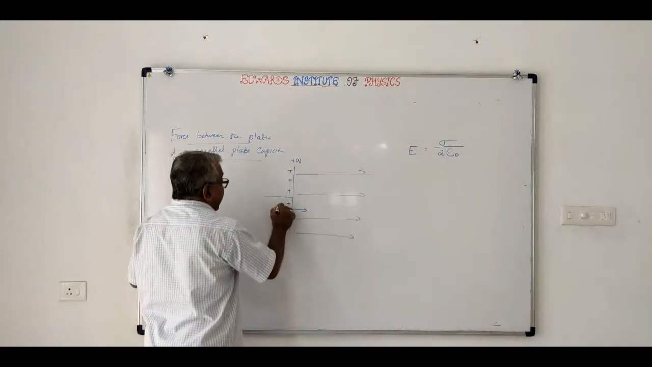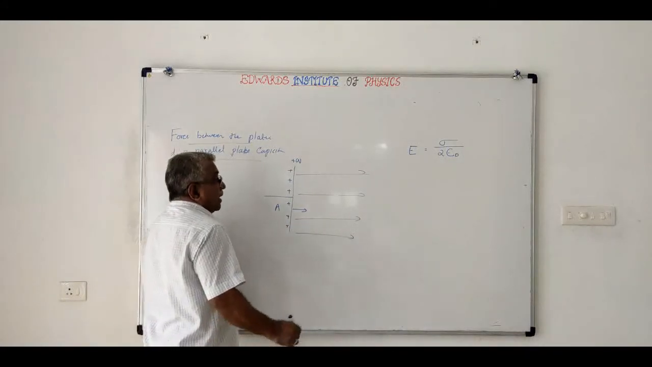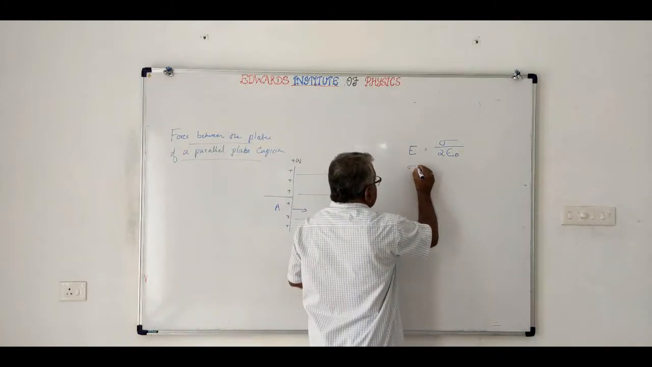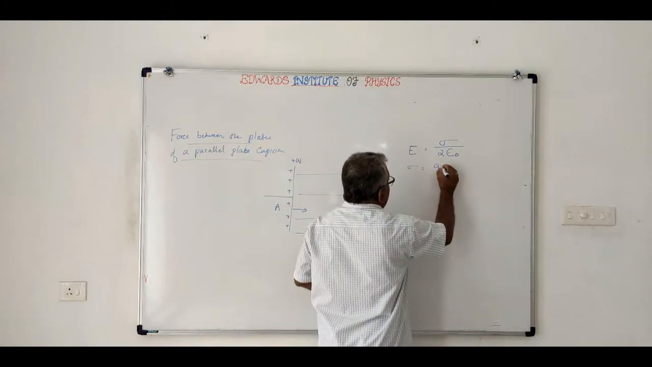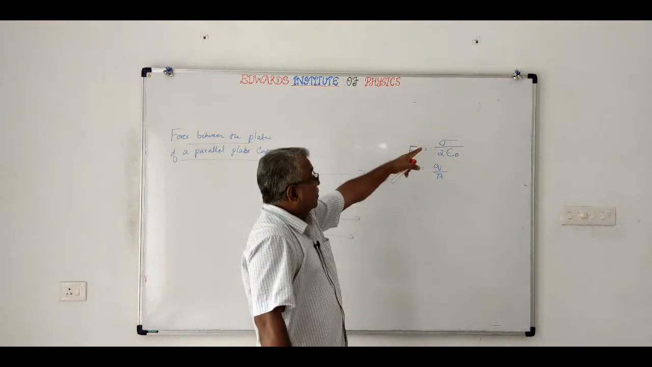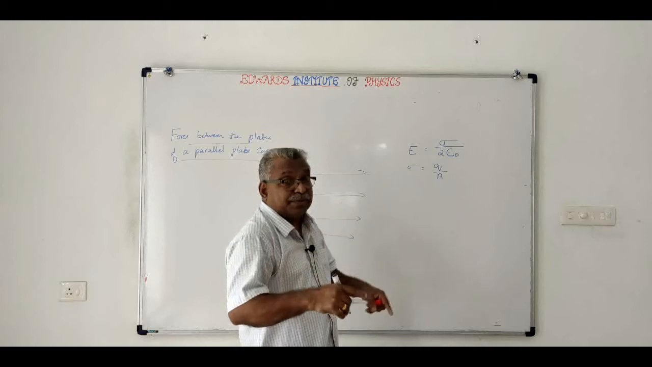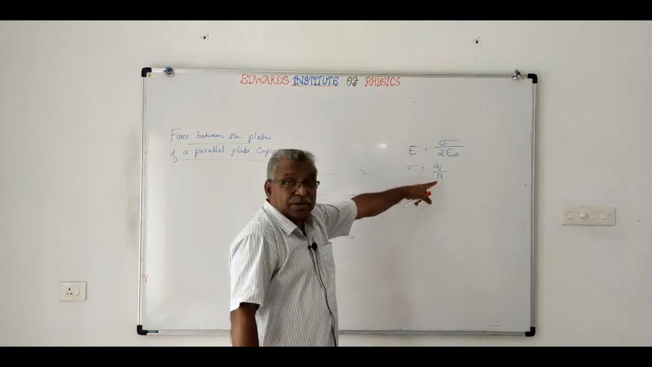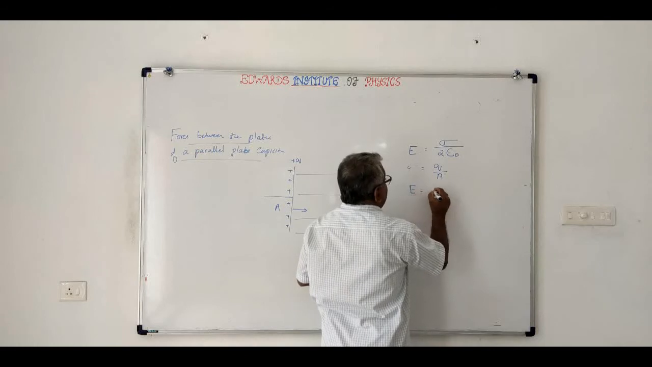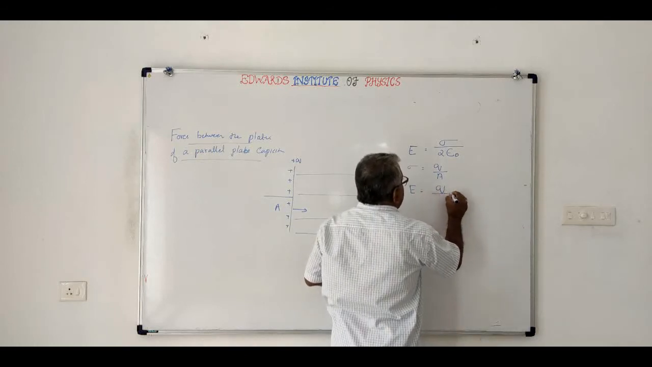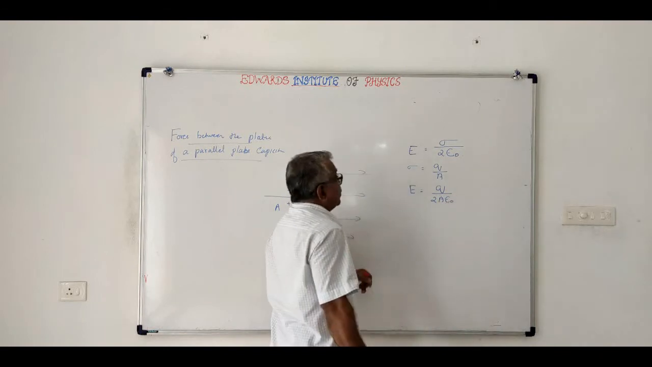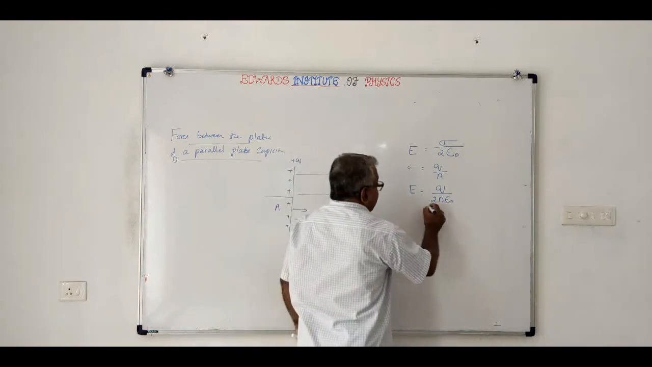Suppose A is the area of the plate and plus Q is the charge, then what will be sigma? Sigma will be equal to Q by A. Sigma is the charge density, charge per unit area. Then what will be E? E will be equal to Q by 2A epsilon 0. This will be the electric field intensity.